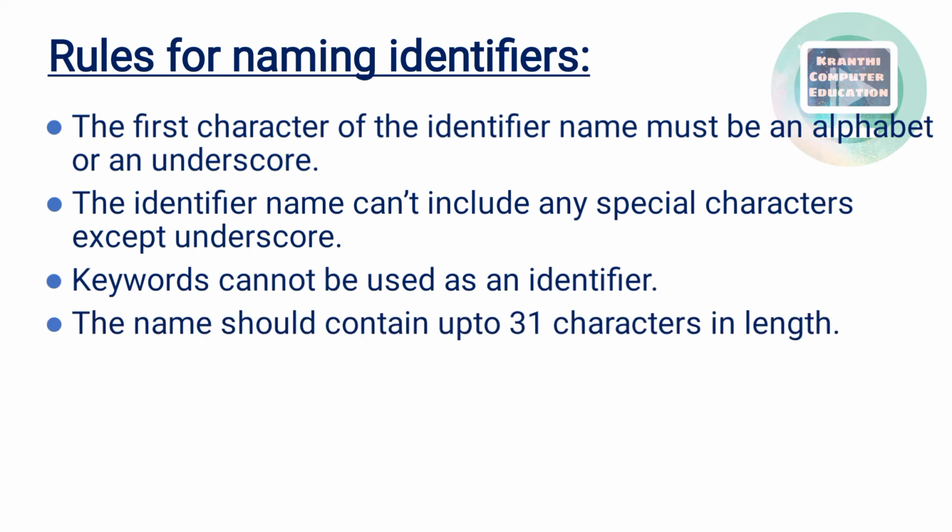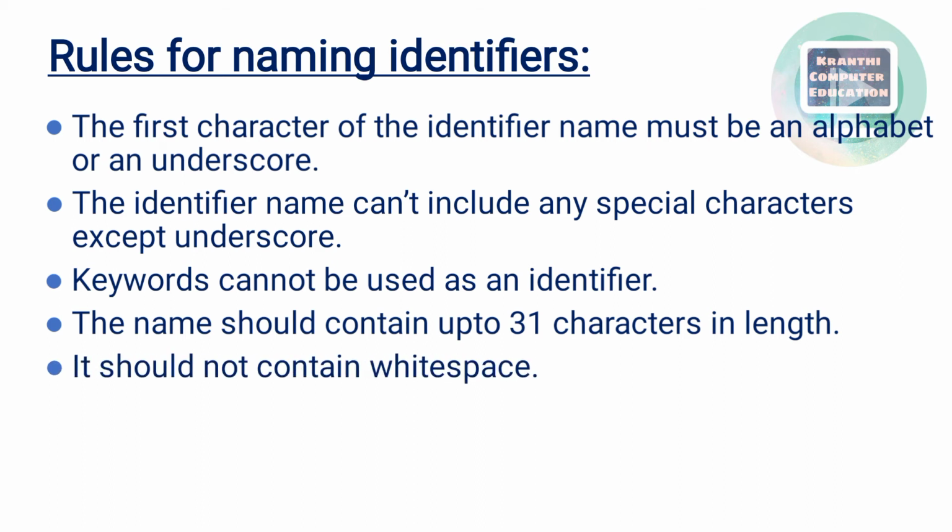The name should contain up to 31 characters in length. So, an identifier name can contain up to 31 characters, which means we may provide a name equal to 31 or less than 31, but that name should not exceed 31 characters in length. It should not contain white spaces. So, within the name of the identifier, we don't have to provide any spaces.